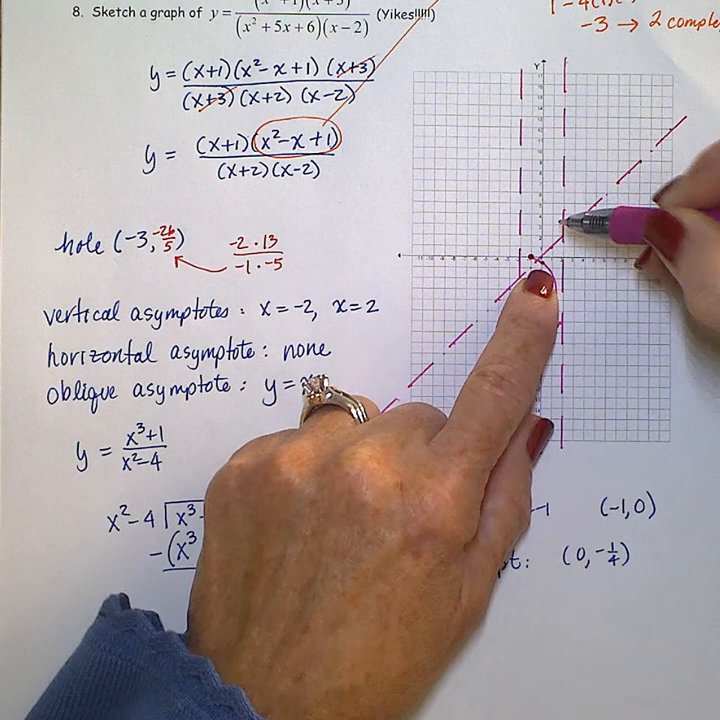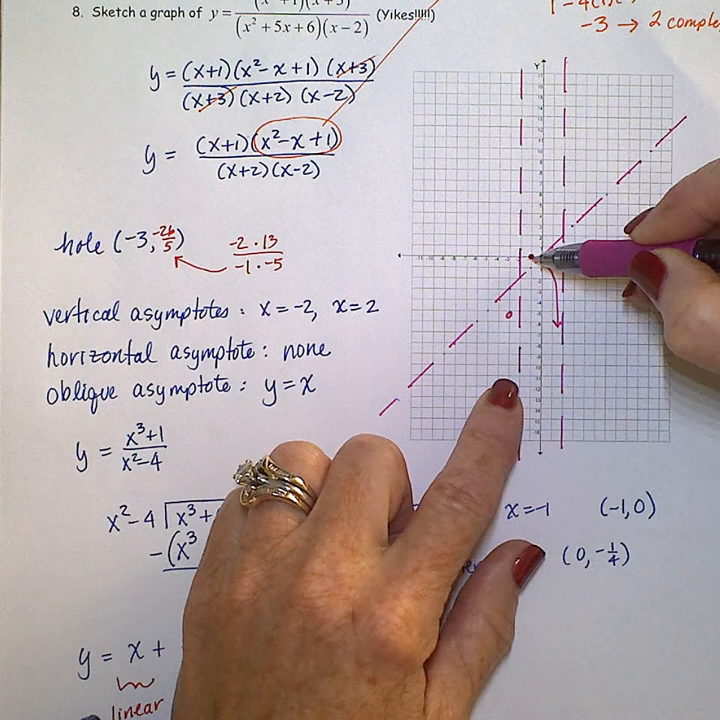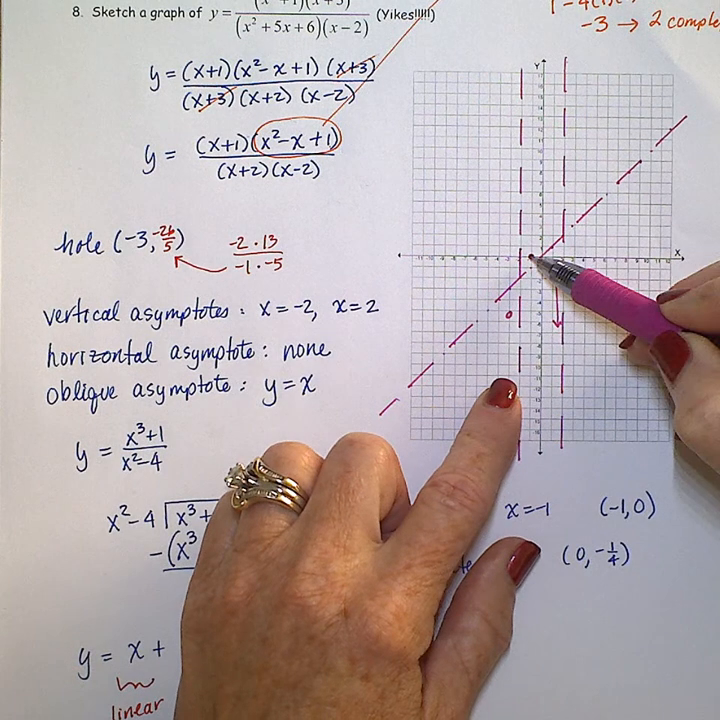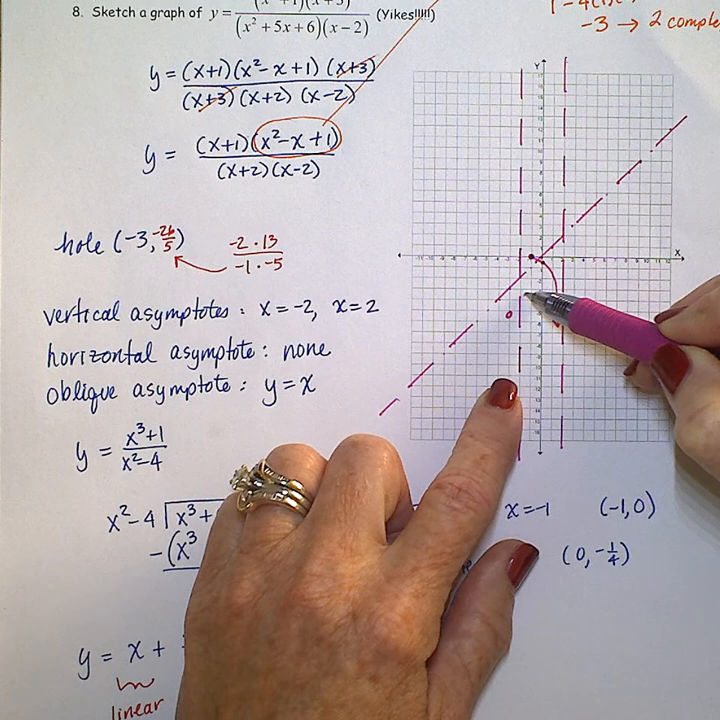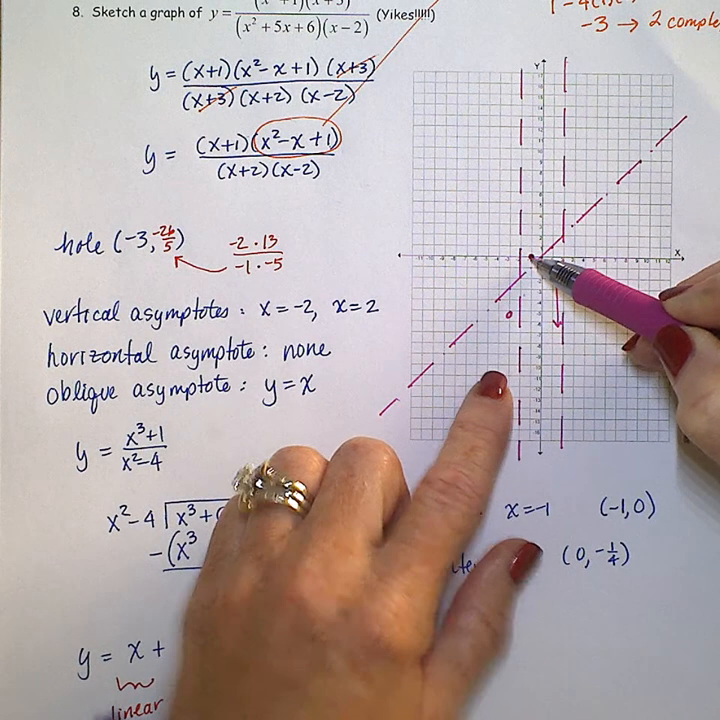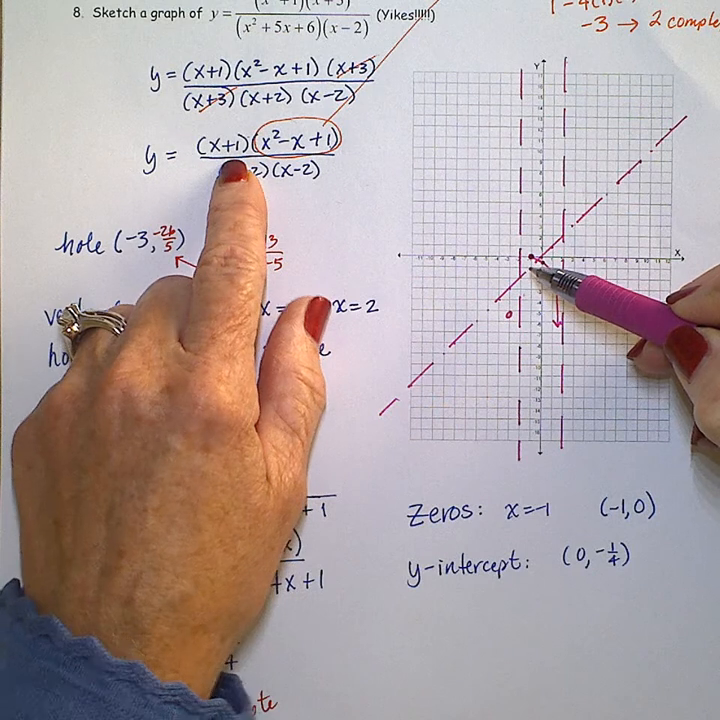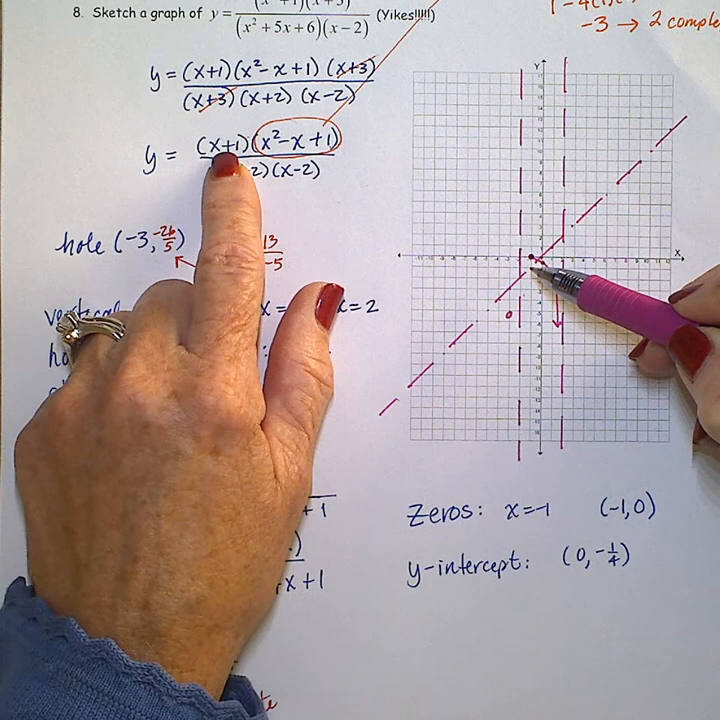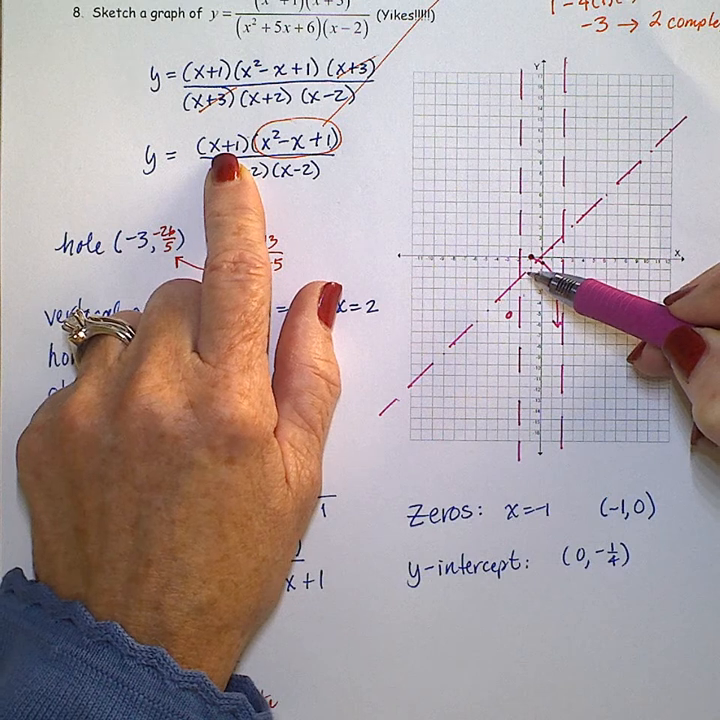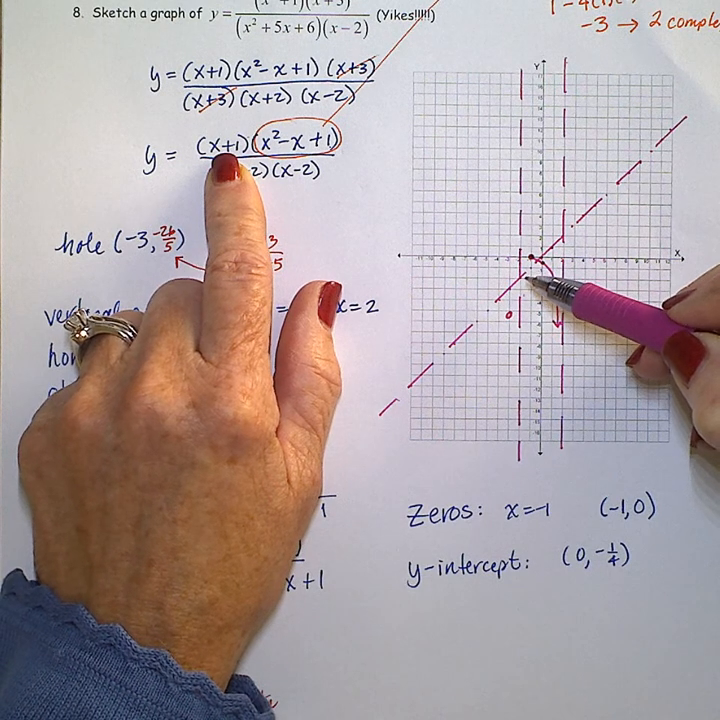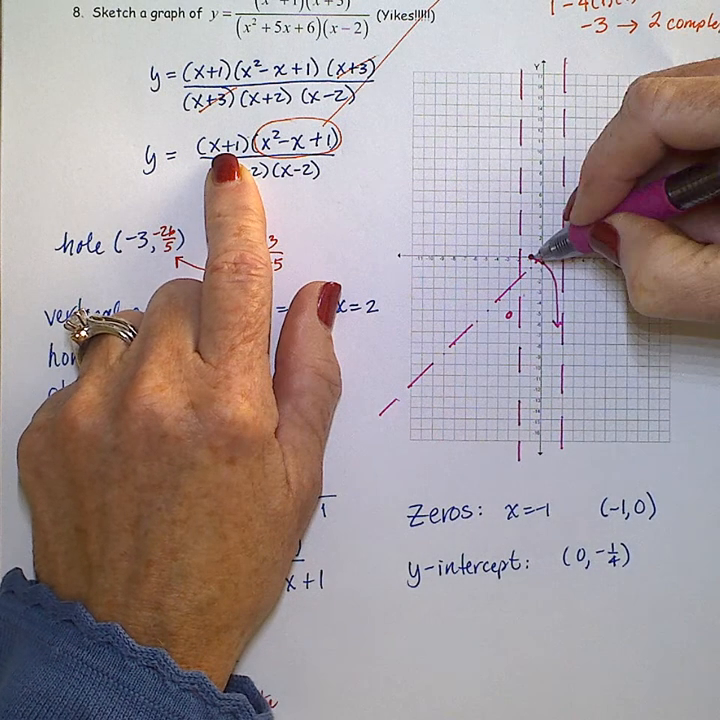Okay? This piece now from this -1, it could realistically turn back down and go this way, but this -1, 0 came from that x plus 1, which was a degree 1, so we know that that 0 has to cross through the x-axis. Does that make sense? So this one has to come back up this way.